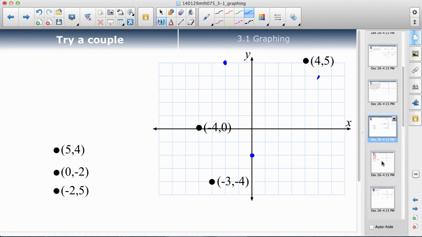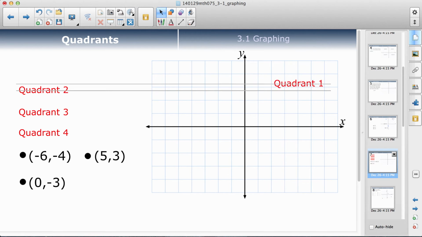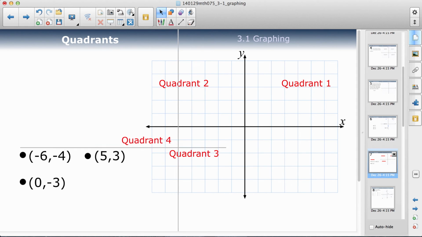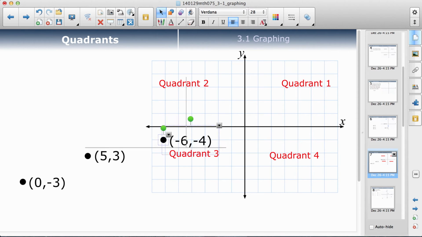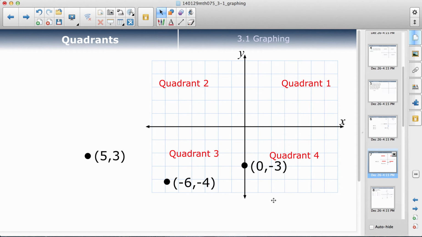You might want to practice those if you haven't done them before. So just as a quick review, which is quadrant 1? Hopefully you picked that one. Quadrant 2 here, 3 and 4. And hopefully you can label those points too. Minus 6 and minus 4 would be down here somewhere. 0, minus 3 would be right about there. You want to get so that you are really quite good at knowing exactly where those points are, because we do lots of that.